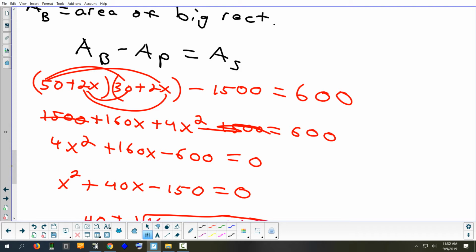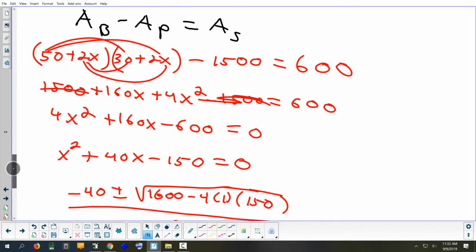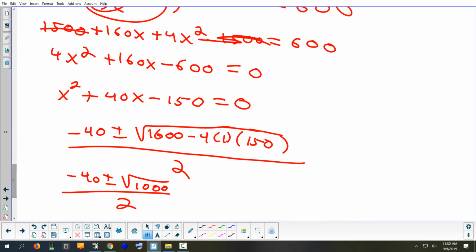So we got 1,500 plus 100 plus 60x, that looks good, plus 4x squared, okay, equals 600. 4x squared plus 160x minus the 600, that looks good so far. Let me double check that. I think that 40 is supposed to be positive because you have plus 40x and then you have negative 40 when you put it into the quadratic formula. Yeah, that's right, negative b. So that part's okay. Where does 1,600 come from? That's b squared, 40 times 40. Minus 4a c. Oh, c was negative 150.